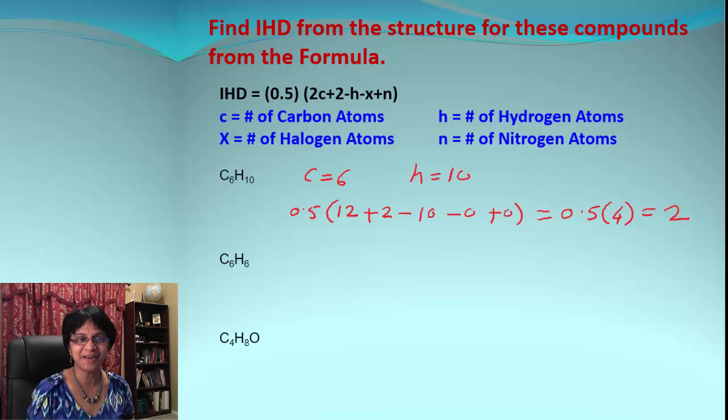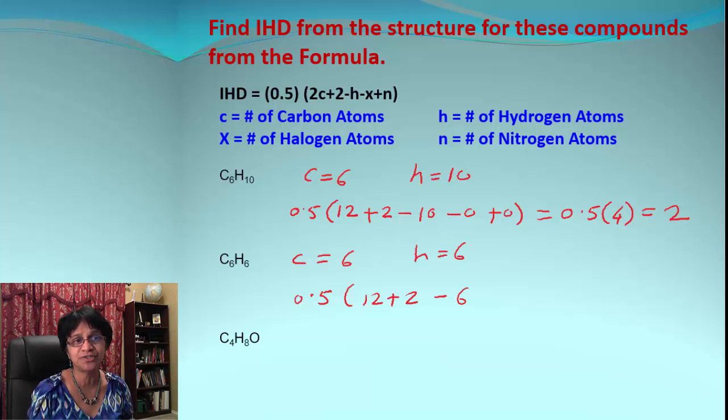It's that simple. Let's work on the next example. Again, carbon atoms is 6 and hydrogen atoms is 6. So our formula for IHD is 0.5 times 2C, which will be 6 times 2, which is 12, plus 2, minus the hydrogen atoms, which is 6. Of course, we don't have any halogen atoms or nitrogen atoms, so I'm going to stop here. When we solve that, we get 0.5 times 8, which gives you the answer 4.